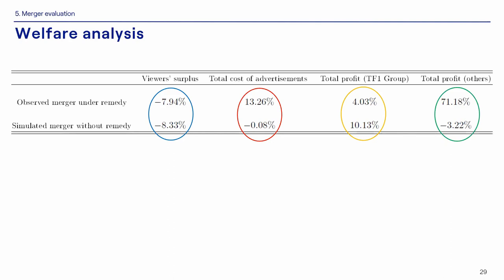has not prevented the TF1 group's costs from increasing. It is lower with the remedies than without, but it's still going up. What is very interesting is that the decision of the remedy has increased a lot the profit of other TV channels.